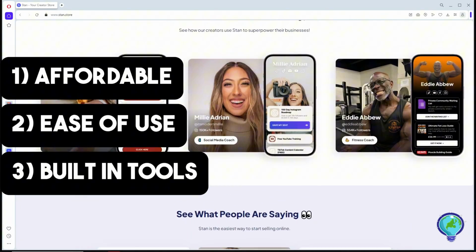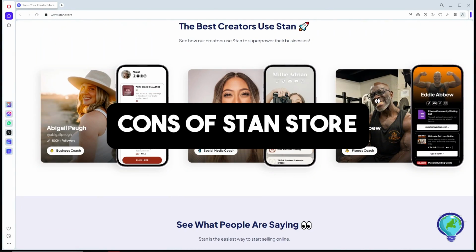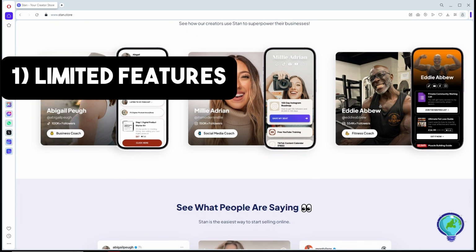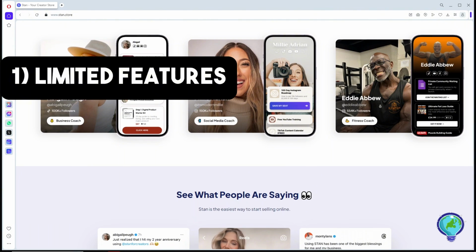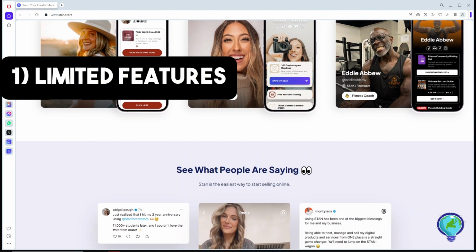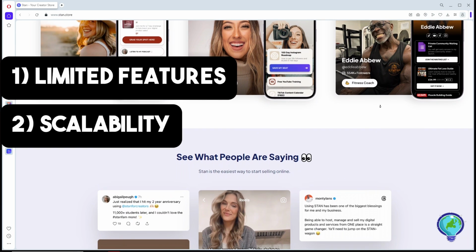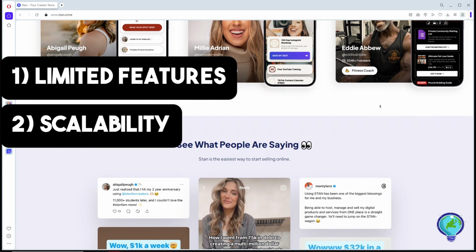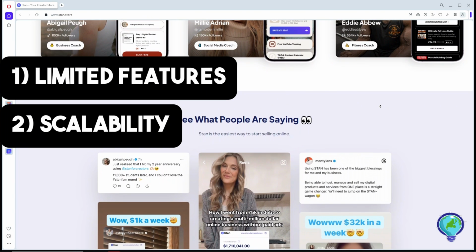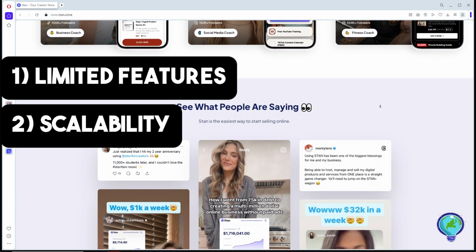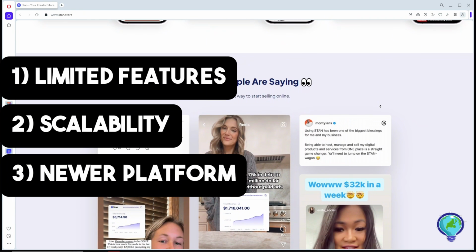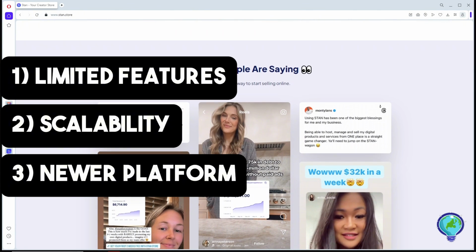And now let's discuss the three cons of StanStore. So the first one is it has limited features. So guys, it has fewer tools for physical product sales or complex e-commerce needs. And next up is scalability. So it is not ideal for growing businesses or larger product catalogs. And lastly is newer platform. So it is less established with fewer integrations compared to competitors.